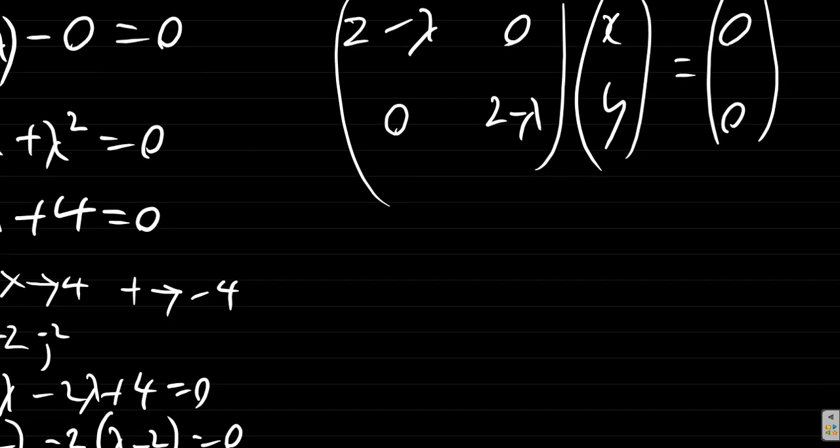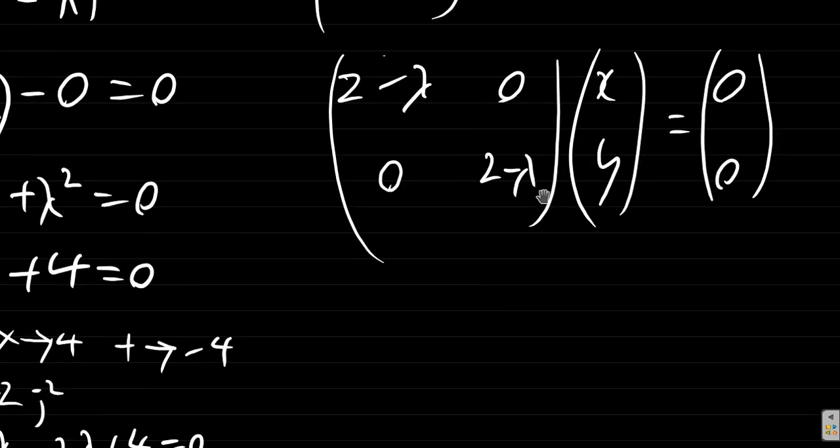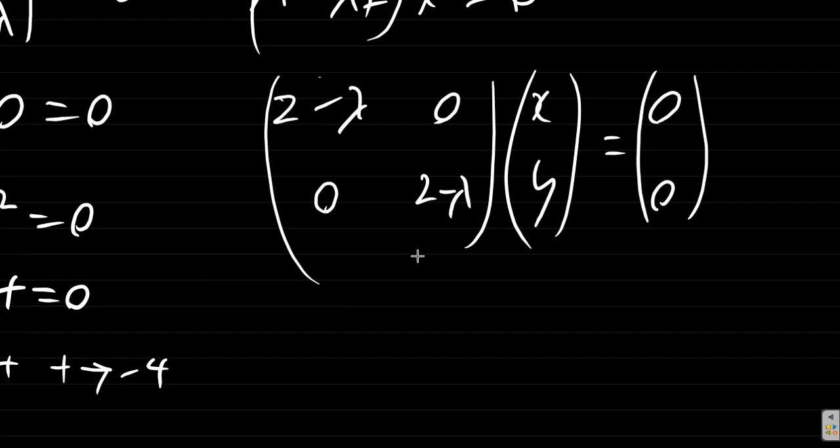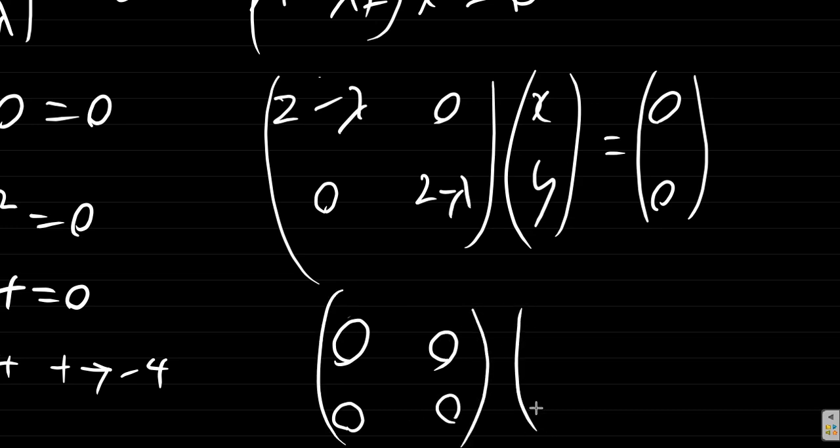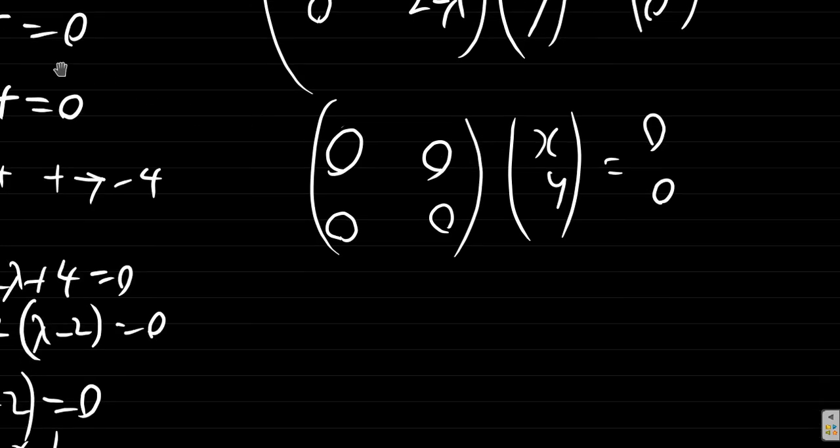So what do we have here? 2 minus lambda x. Oh, by the way, what was lambda again? It was 2. So what we had is 2 minus lambda, which is 2 minus 2. That will amount to 0. So it's 0, 0, 0, and 0 here again. x, y is equal to 0, 0. So it is saying 0x plus 0y is equal to 0.